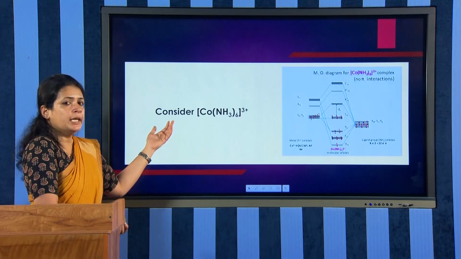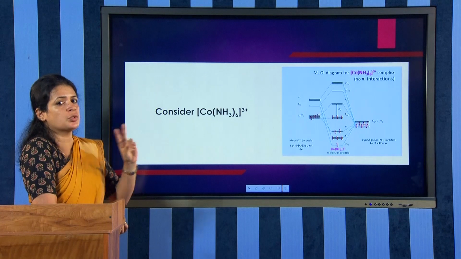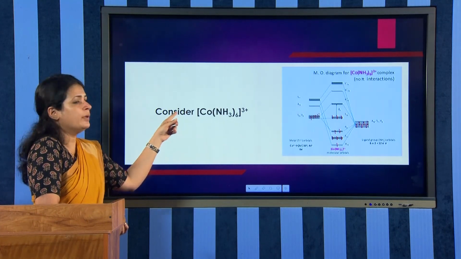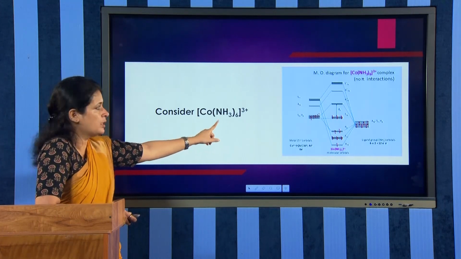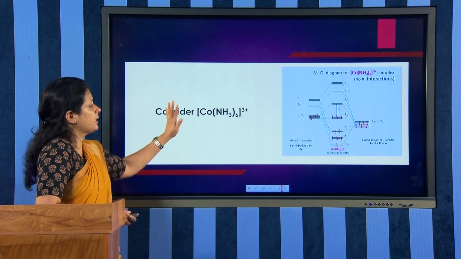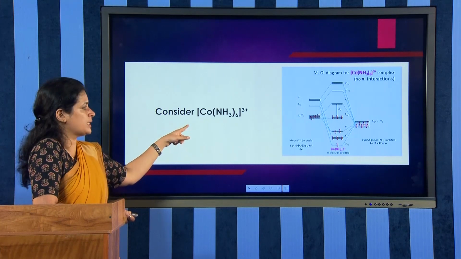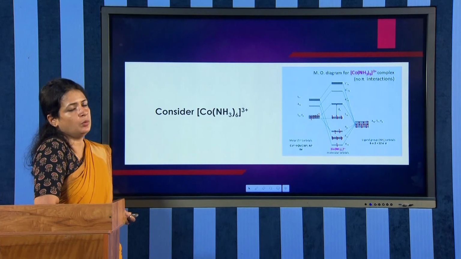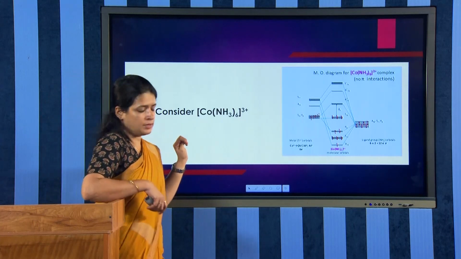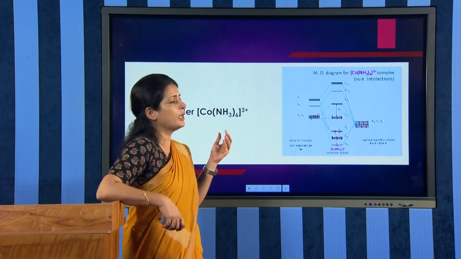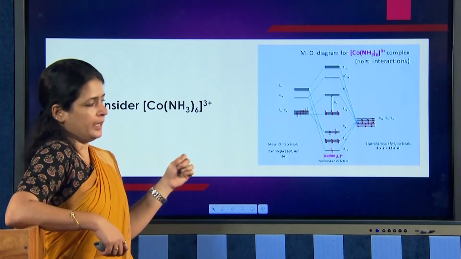Now, how many ligands are there? We have 6 ammonia ligands, and each ligand gives 2 electrons to the central metal atom. In total, how many electrons are donated by the ligands? 6 into 2, that is 12. So, in total, how many electrons are there with the central metal atom? 12 plus 6, that is 18. So, in total we have 18 electrons for the system, and as we have discussed about the molecular orbital salient features, this is the way they are combining.